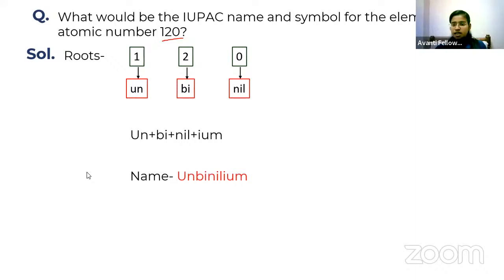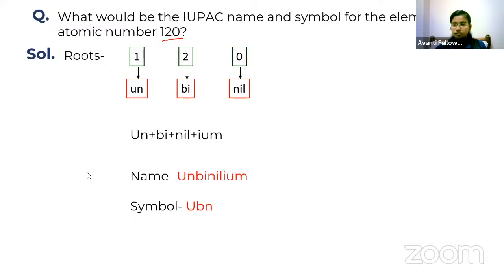Yes, Unbinilium is the name and the symbol is Ubn. Very good, Manish. So two students, Manish and Roshan, both of you watching from the same ID. Very good, Ravi, very good. Varalakshmi has also given me the answer for the last thing.